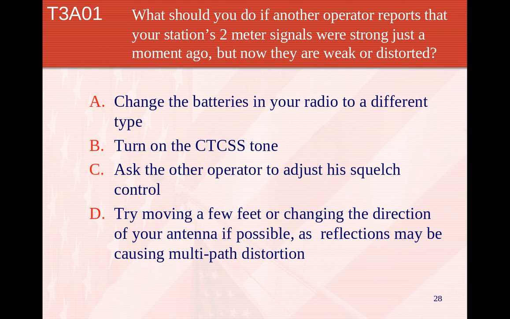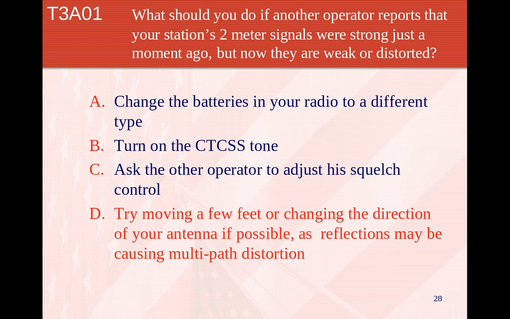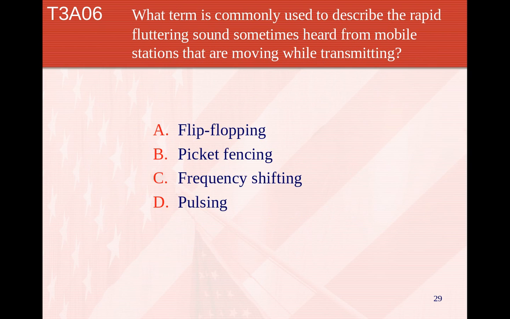What should you do if another operator reports that your 2-meter signals were strong a moment ago, but now they're weak or distorted? You want to try moving a few feet or changing the direction of your antenna if possible, as reflections may cause multipath distortion. What term is commonly used to describe the rapid fluttering sound sometimes heard from mobile stations that are moving while transmitting? It's called picket fencing.